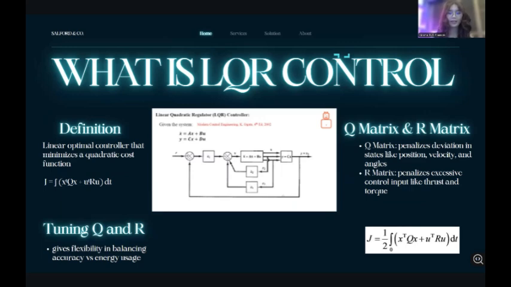The Q matrix penalizes deviation from the desired state, for example position, angle, or speed. The R matrix penalizes excessive use of control input, like thrust or torque. By tuning these matrices, we get flexibility in balancing accuracy versus energy usage, which is ideal for aerial robots that have limited power.